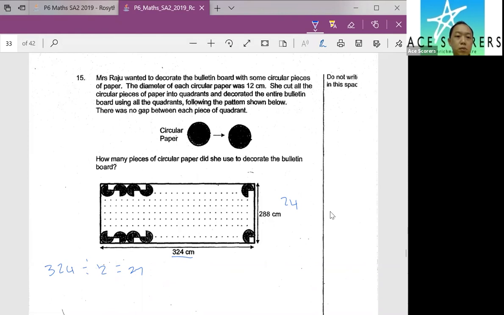All the circular pieces of paper into quadrants and decorated the entire bulletin board using quadrants, following the pattern shown. Okay, so everything is in quadrants. Now, how many 3/4 is she going to need? That's the first thing. Let me see. She decorated... is it just a corner or everything? Okay, it's the entire thing.